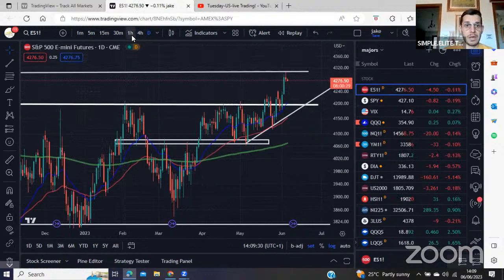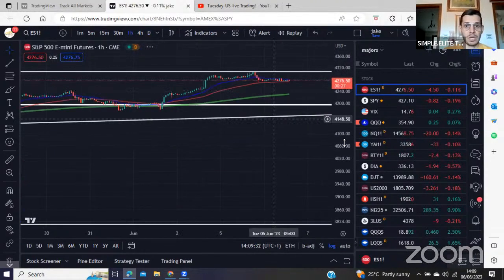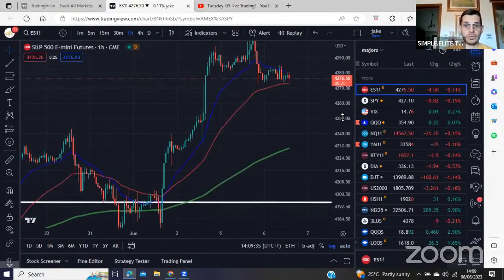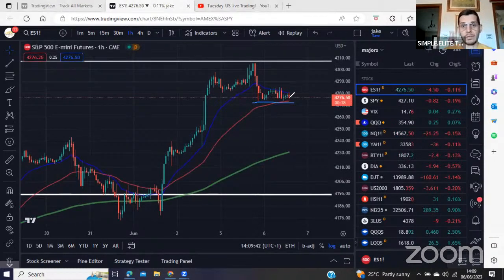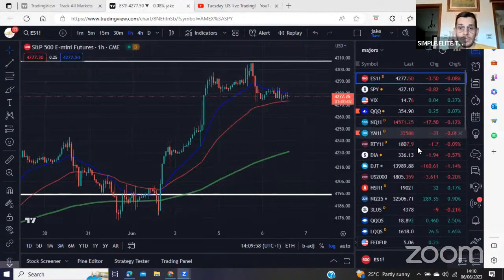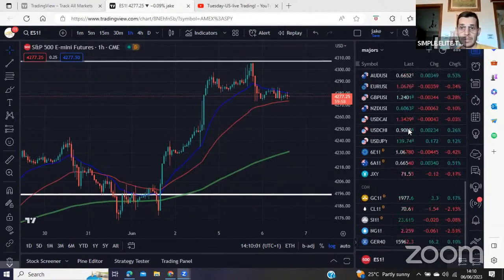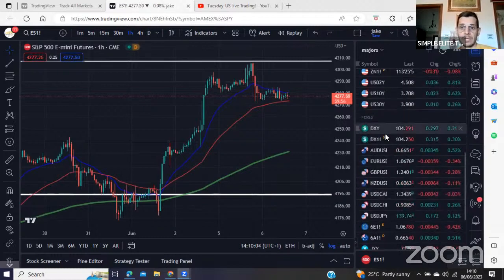So if I see some bearish price action, I'll show you now. I want to see this level breaking, and then I would be a short-term seller on S&P 500. This is my setup for today. If I see some bearish price action, otherwise I'm still bullish on dollar, which I will bring the chart of now.